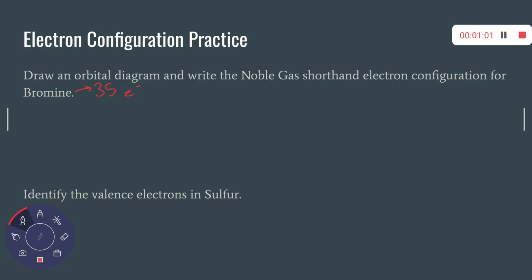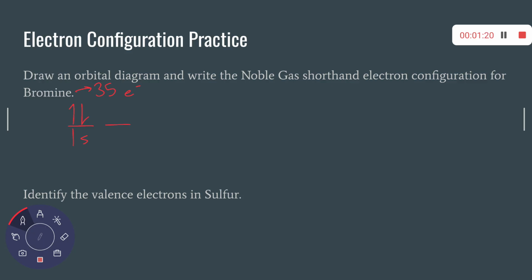So where am I going to start? I'm going to start at 1. I'm going to start at hydrogen. Hydrogen is in the first energy level, and it is in the S block. I can fit 1 electron, 2 electrons in here. 2 electrons total gets me to helium. I'm still not at bromine, so I have to keep going.